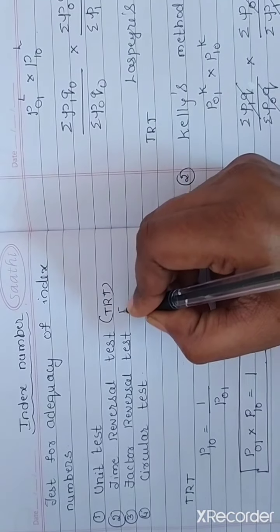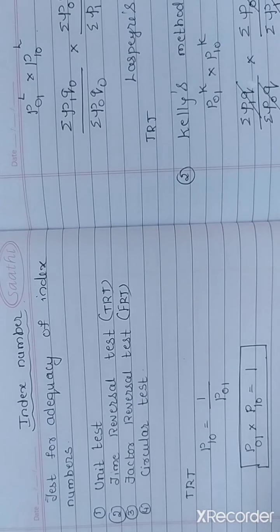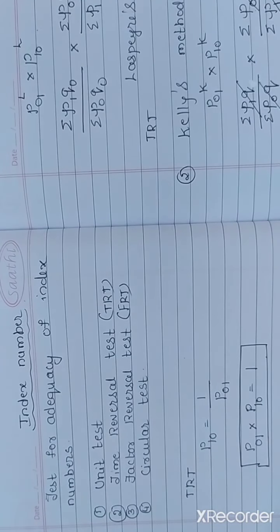Here, unit test. Unit test means the index number should be independent of the units in which price or quantities of various commodities are quoted. Almost all index numbers satisfy this unit test. Only the simple aggregative price index formula does not satisfy this unit test.